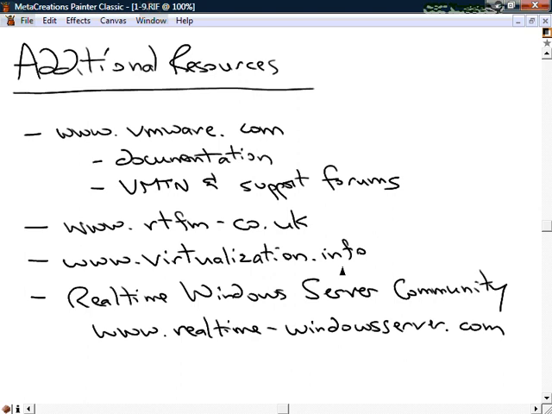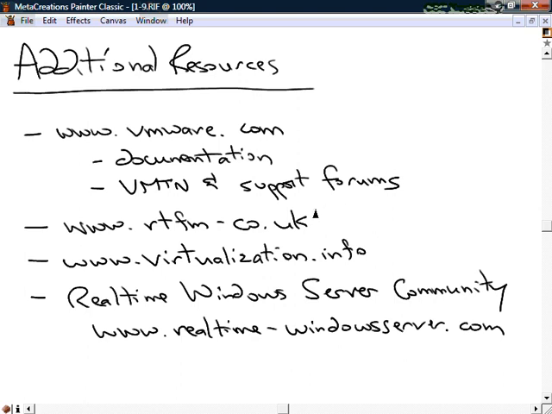In addition to what we're going to talk about today, there are some additional resources that you might want to take a look at to help you with the process of learning about VMware. Obviously, VMware.com has the documentation and also the VMware Technology Network and the support forums. Really, the VMware support forums are an excellent place for troubleshooting. If you've got problems with your ESX server, my suggestion is you start with the support forums on VMware.com, because the people there are really enlightened about VMware, they're excited about it, and they've got a lot of good information that they can pass on to you.